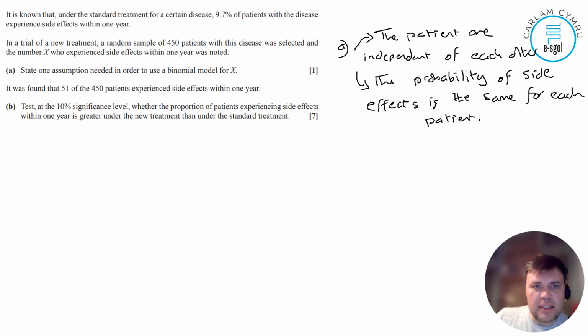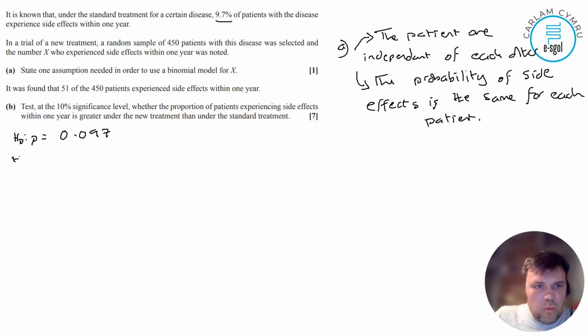Then we've already, as I said, stated what X is, experience side effects within a year. So it was found that 51 of the 450 patients experienced side effects within 1 year. Test at the 10% significance level whether the proportion of patients experiencing side effects within 1 year is greater under the new treatment than under the standard treatment. Okay, so as we've done X already, we can just go straight into a null hypothesis. The probability is equal to 0.097. Up here we were told about the 9.7%. We need to convert it into a decimal.